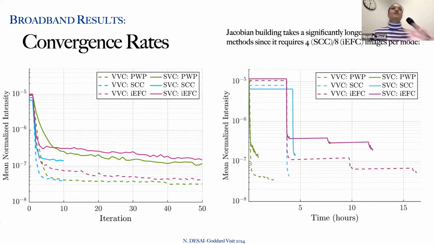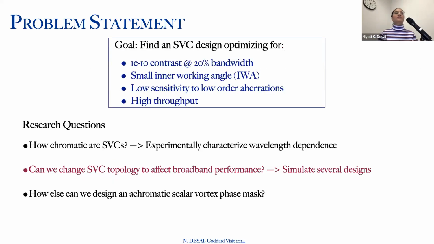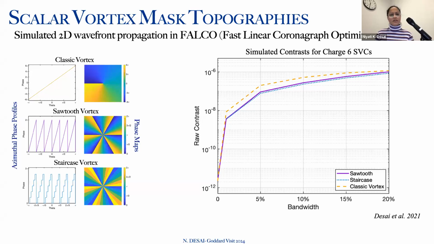So now we've done this foray into wavefront control and comparing these. Let's go back to the main storyline, which is, okay, we tried to see if we were limited by the wavefront control algorithm that we were using, but at the end of the day, the scalar vortexes are still too chromatic. So what can we do to change the designs of the scalar vortexes to make them perform better in broadband? The first thing to do is look at a couple of the simple patterns when you're doing a regular charge 6 scalar vortex.